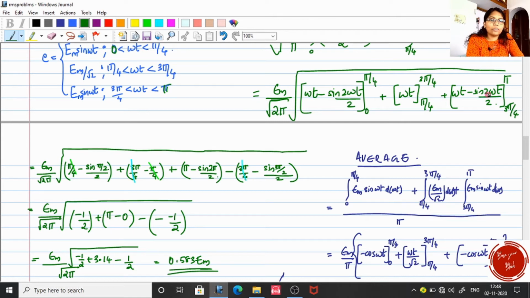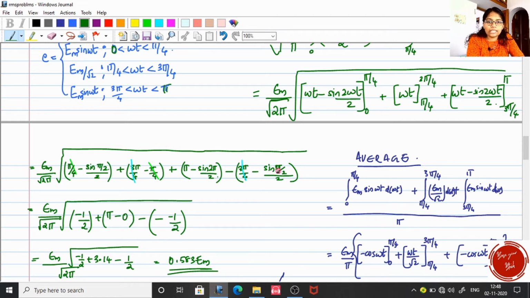sin 2 into 3 pi by 4, which is 3 pi by 2. So sin 3 pi by 2. Okay, 3 pi by 4 minus sin 3 pi by 2 divided by 2. You can see that pi by 4 gets cancelled, and 3 pi by 4 minus 3 pi by 4 also gets cancelled off, and you will be left with sin 90 by 2; sin 90 is 1. So negative 1 by 2 plus pi is written here, sin any multiple of pi is 0, so I wrote 0 here.